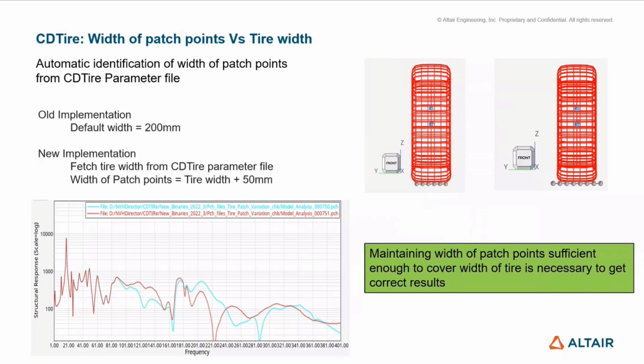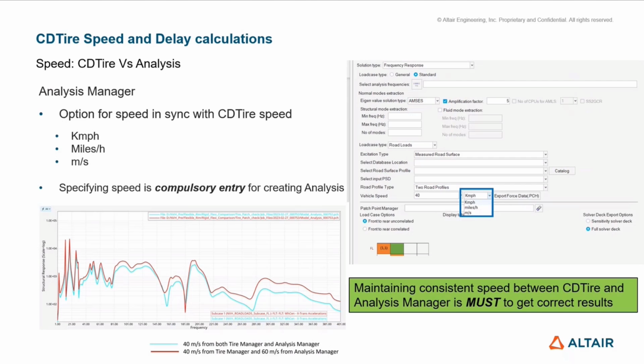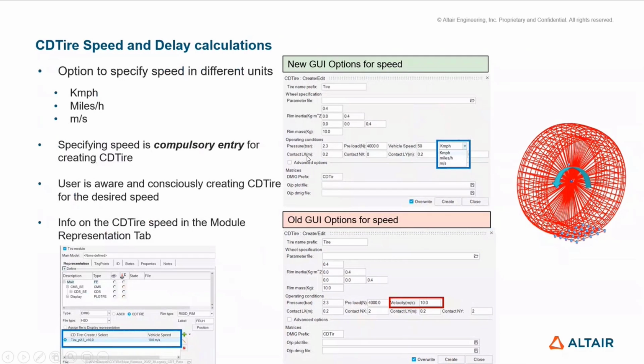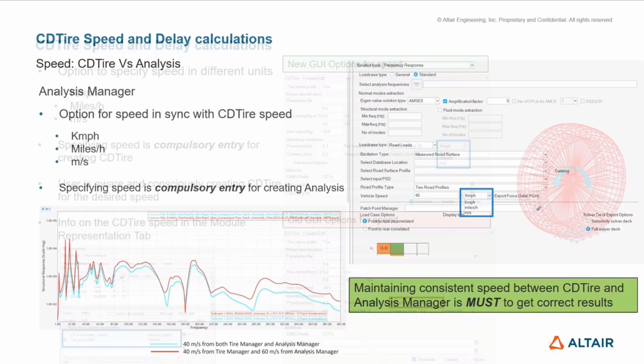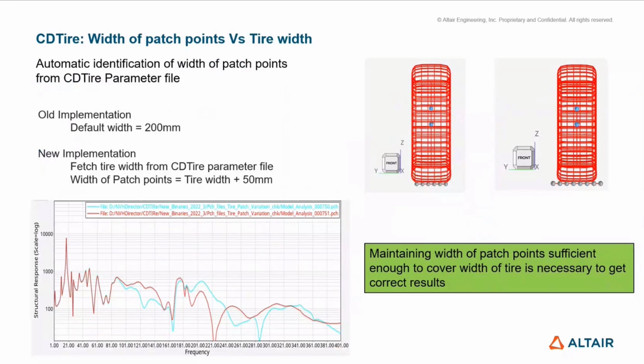The second point is about the width of the patch points of the CD tire. Whenever the user is creating a CD tire in the GUI, he has to specify, for example, you see here contact LX and contact LY. This is basically nothing but the patch width of the patch points of the CD tire. In the previous versions, this width was kept fixed at 200 mm. No matter what is the actual width of the CD tire, it was always taken as 200 mm.